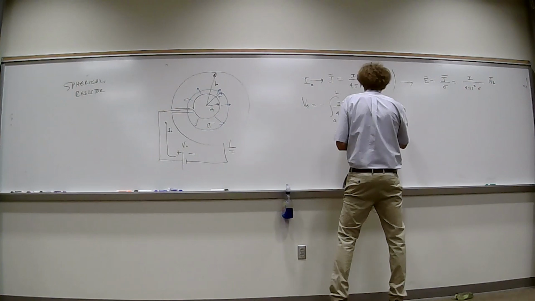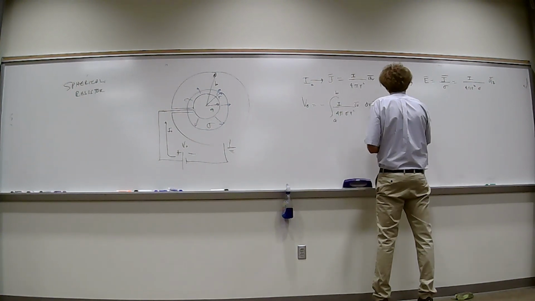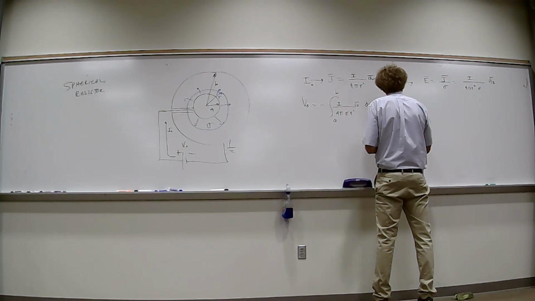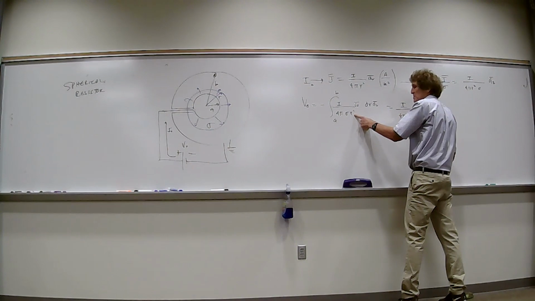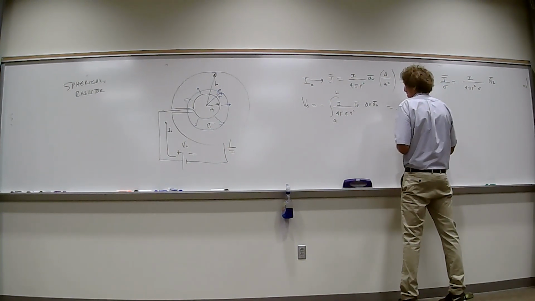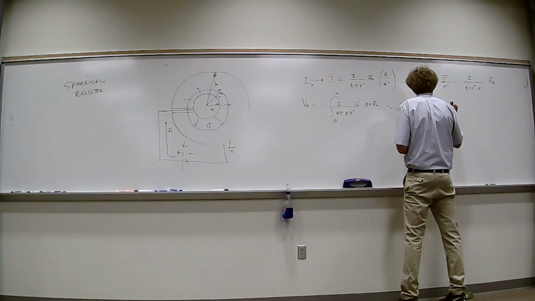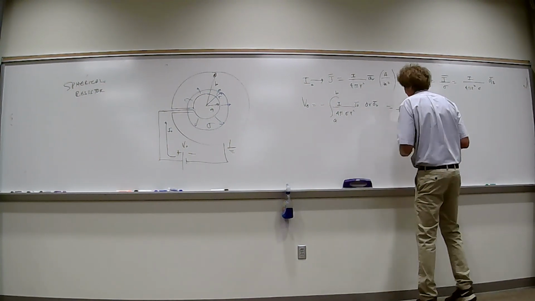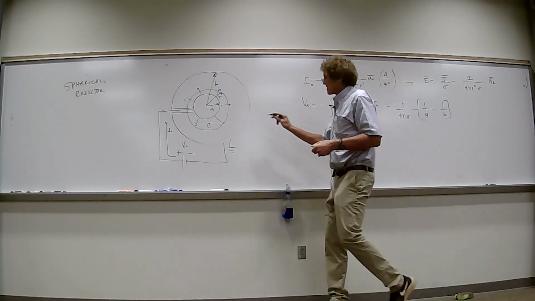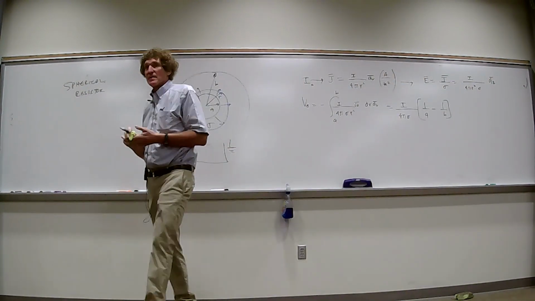When you go ahead and do that integration, what do you get? You get I over 4 pi sigma, and then the integral of 1 over r squared is minus 1 over r. Then you end up getting 1 over the actual inner radius minus 1 over b. And that you can call the voltage difference between the inner and outer conductor.